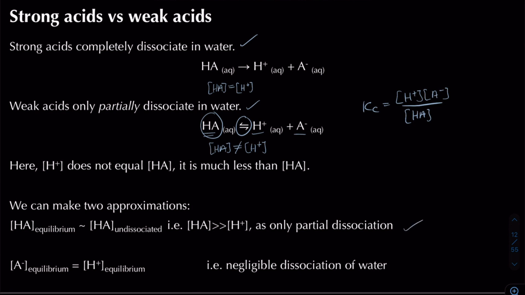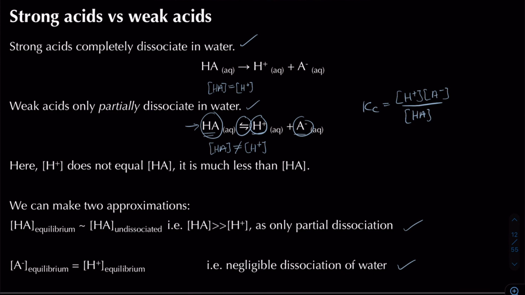Because if hardly any of this acid is going to dissociate, that means the starting concentration is going to be the same as the concentration at equilibrium. Now, if I look at the second assumption, based on the same idea, that means we've got a very negligible amount of H+ and A-, and if the amounts are so low, we can say that they are approximately equal as well.